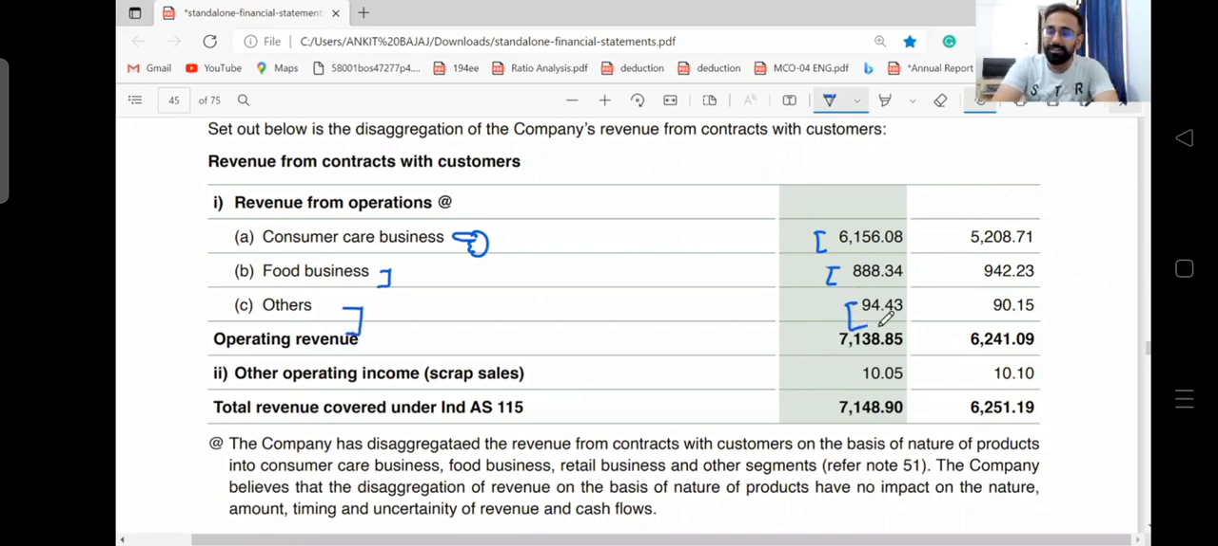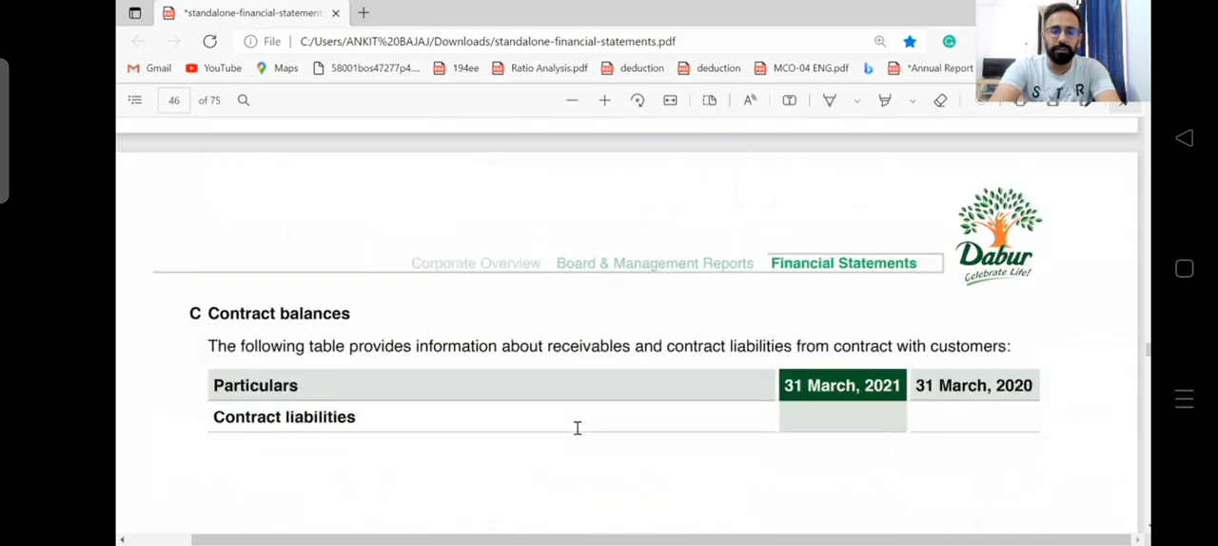So if you want to see the further detailed revenue, which we have seen in the previous ledger, here further description is given of sale of product, right? And here you can see total revenue covered under Ind AS 115. I have told you that for every transaction, the company has to follow accounting standards, right? So we will be discussing these accounting standards in the coming lecture. Then after, we will be talking about other income.